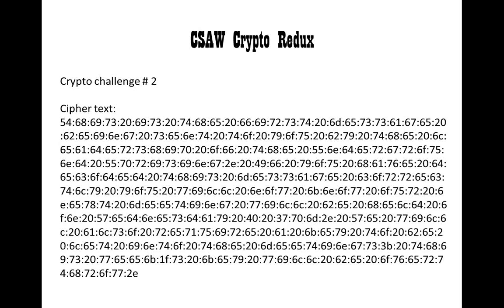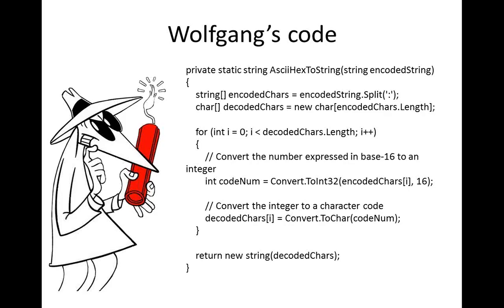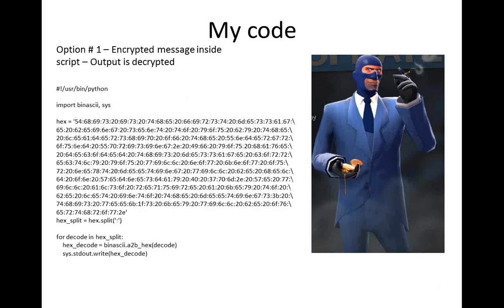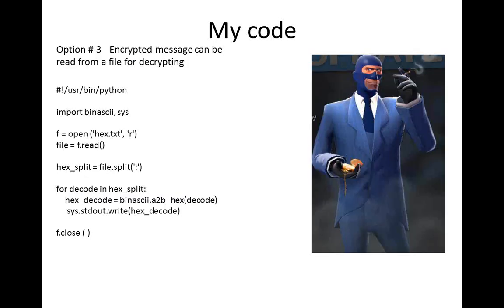The second one was hex. So we see a bunch of hex. There's the answer. There's Wolfgang's code. There's Matt's code. And there's my code. I had to shrink the font just to kind of fit all. But there's the second option where it's called from the argument. And then here reads it from the text file.